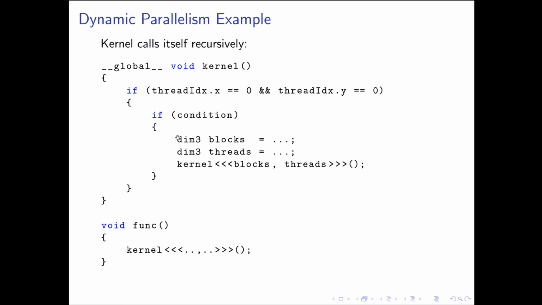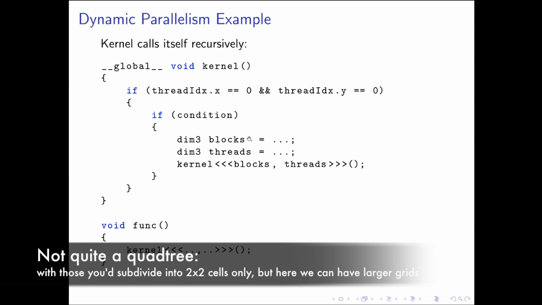In order to do so, you have to again configure the kernel with the block size and the number of threads, so with a grid. And that grid is quite often a subdivision of the current grid. So it's quite typical that you have a grid, and then you take one cell and you refine that cell so that it becomes basically like a quad tree when we're talking 2D grids, for example.